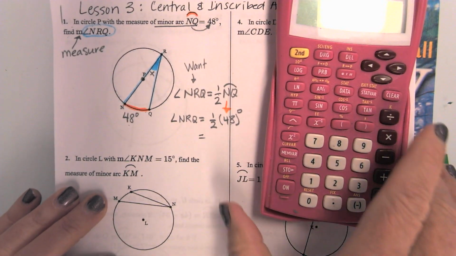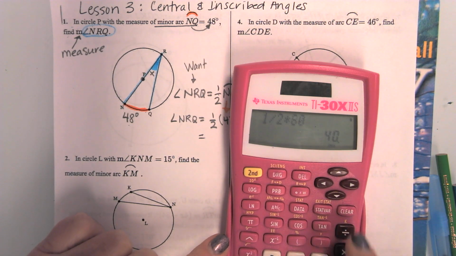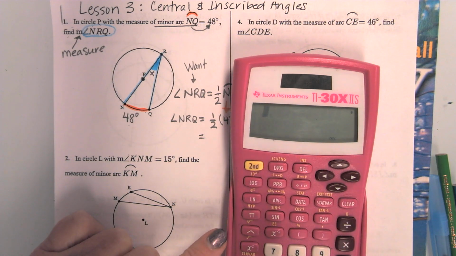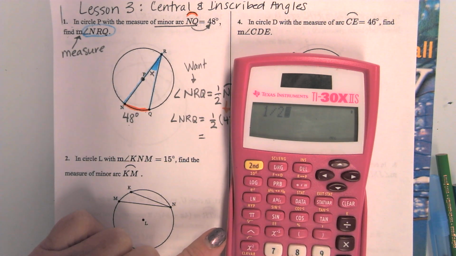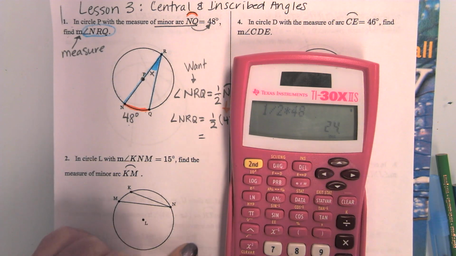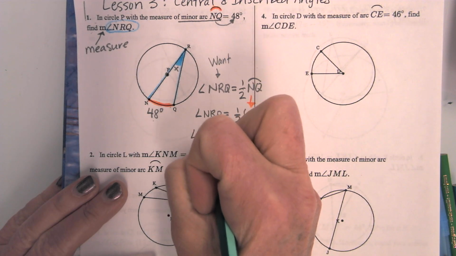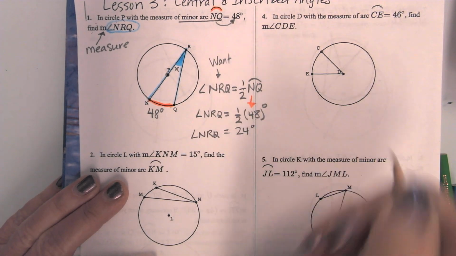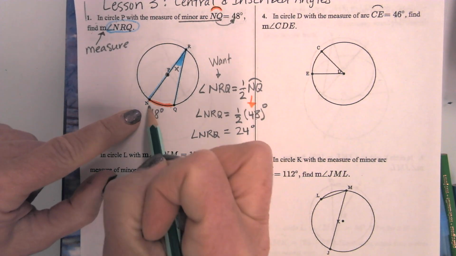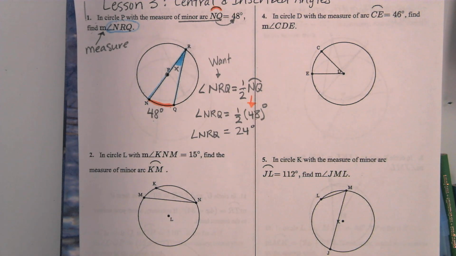Well, you've got 2 ways to do this. You can do 48 divided by 2, because that's half, right? Or if you want to go the long route, you can write in 1/2 and then times it by 48. But notice you still get 24. So in this case, our angle NRQ is 24 degrees. Now, some of you in your mind might be like, okay, if this is 48, I just know half is 24. That's the answer.